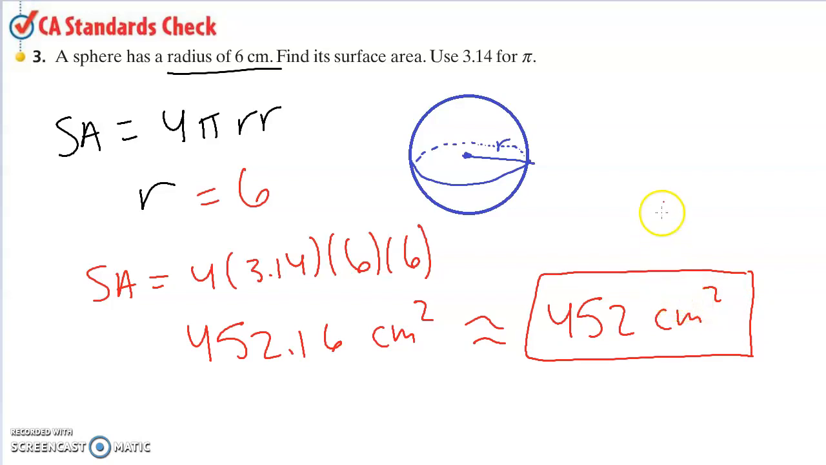Alright, just be careful. Sometimes they give you guys a diameter instead of a radius, but the radius is just the diameter divided by 2. Right? But overall, that's how this lesson works.